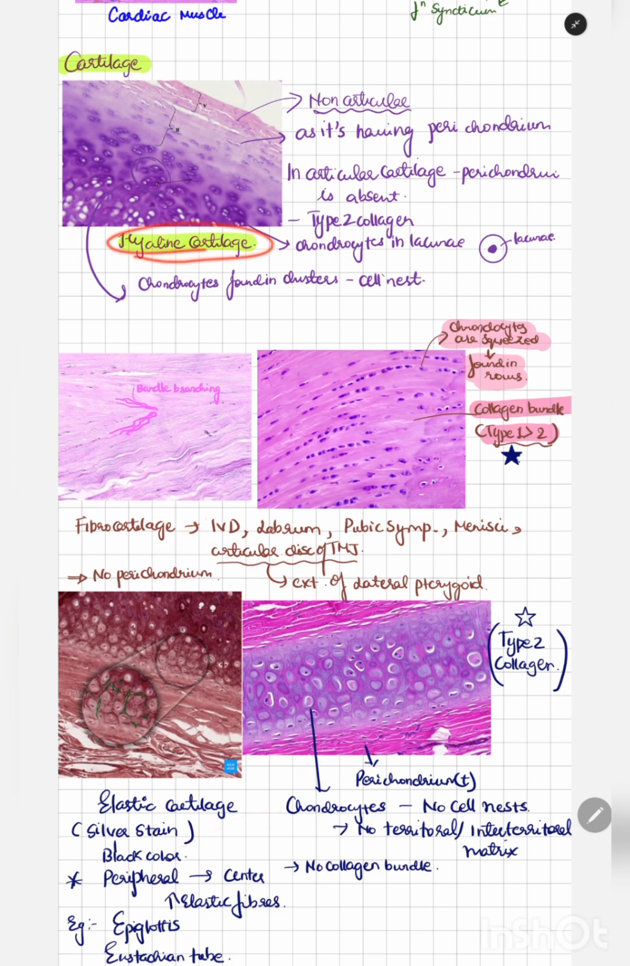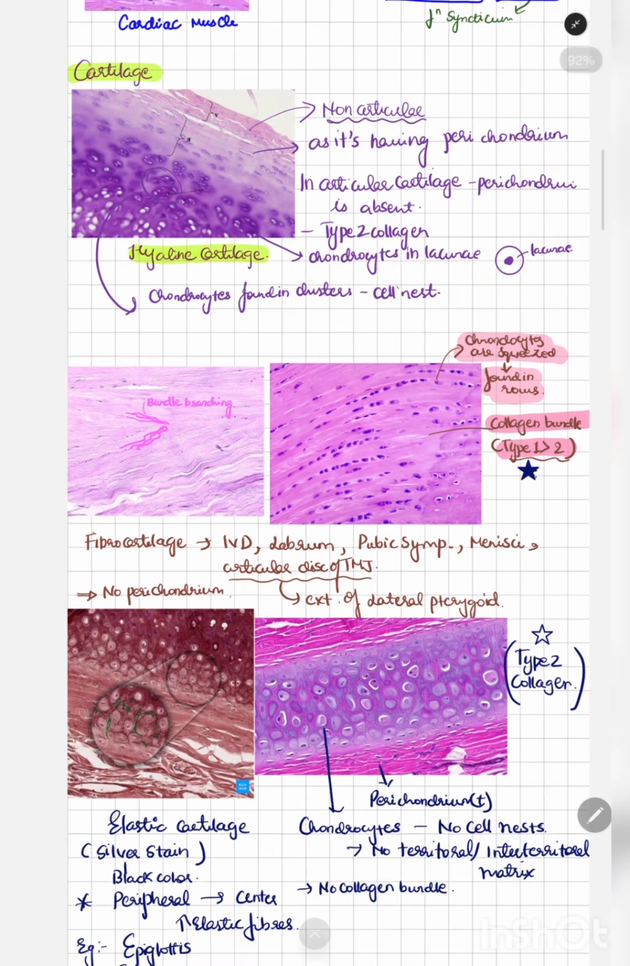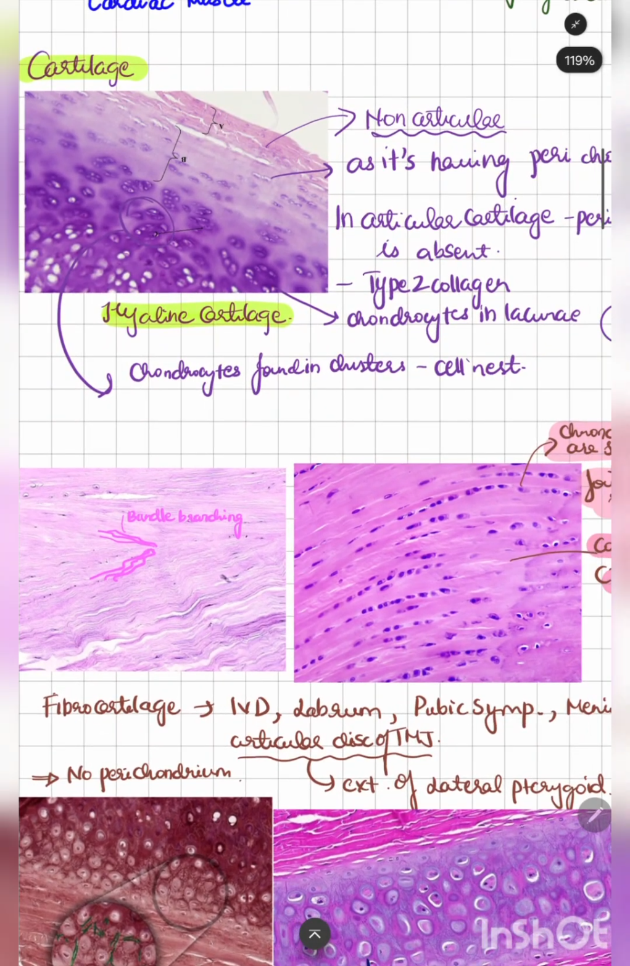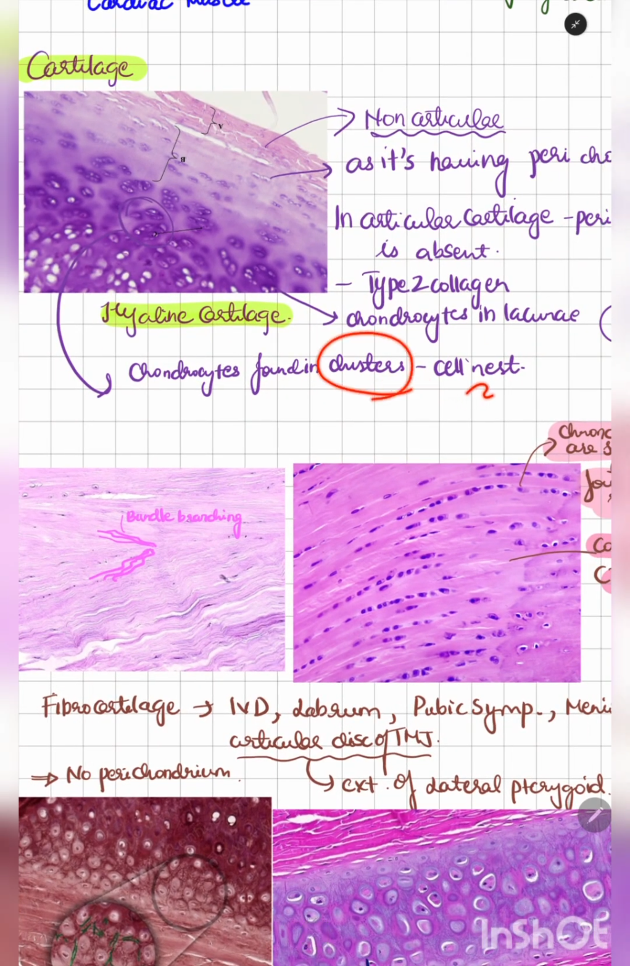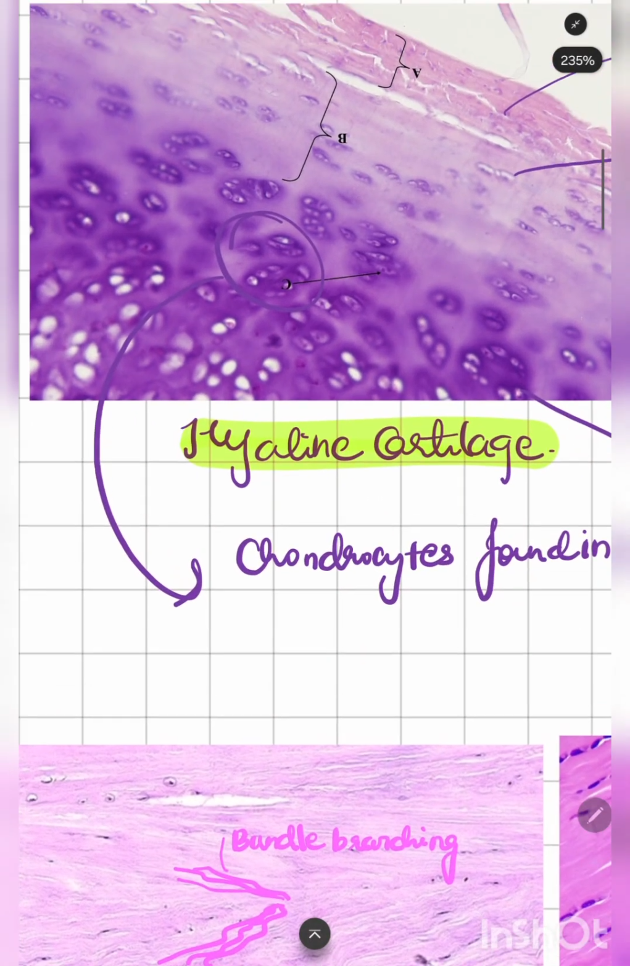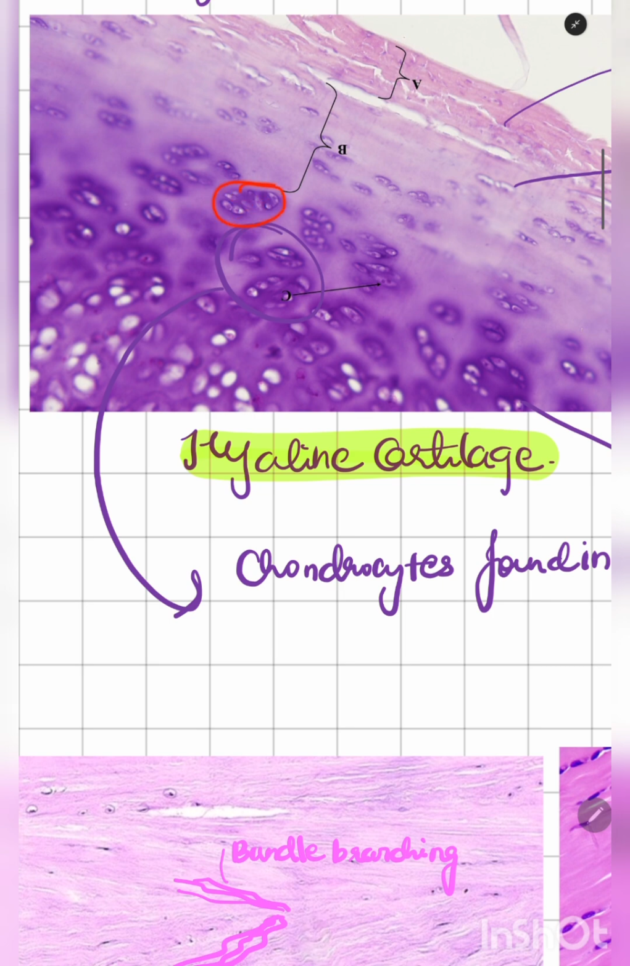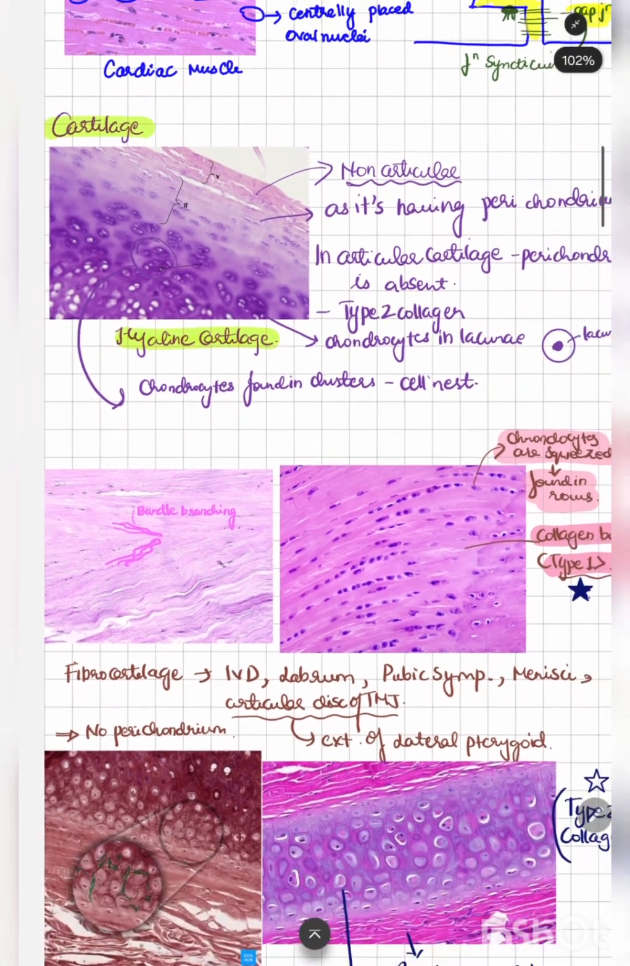Hyaline cartilage, how to identify it: the chondrocytes here are found in lacunae, and they are found in groups, right? So they are found in clusters. These are known as cell nests. I'll just zoom it in. The chondrocytes are found in groups or clusters. So this is how you can identify hyaline cartilage.